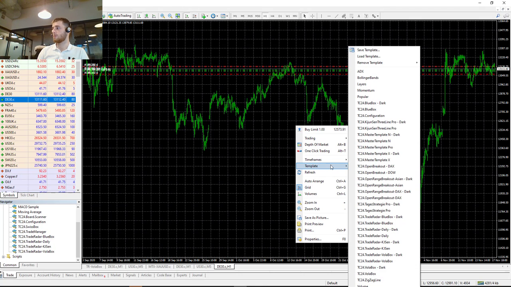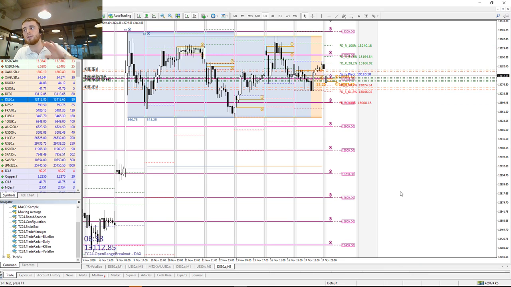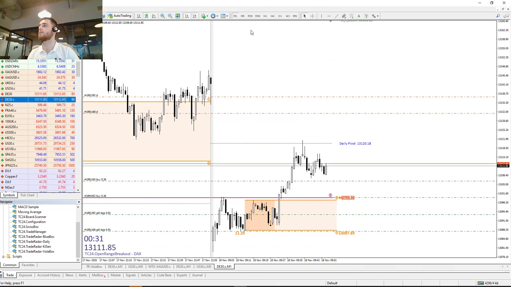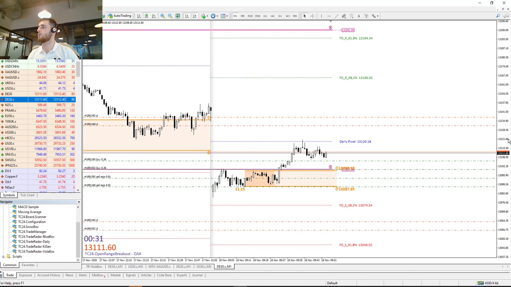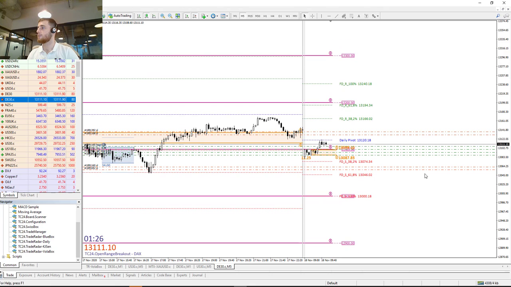We're going to go over to our templates and go to our open range breakout DAX. Now this template was specially designed for this exact purpose. So trading German market opening DAX every morning, get a few trades in. So on the chart, we can see there's a few different things.